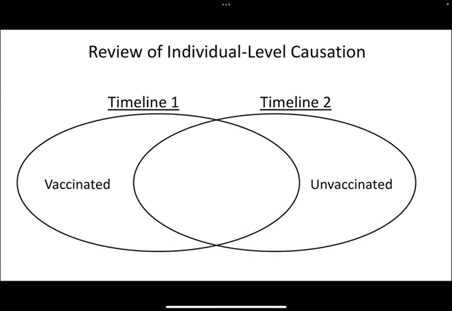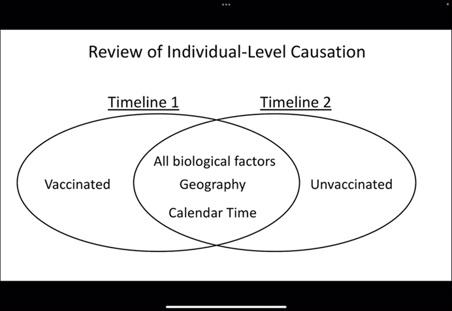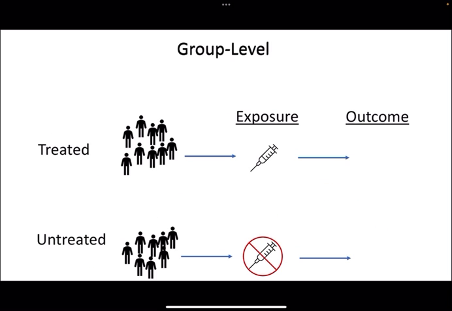Why this is so important, and why it is the be-all and end-all of causal inference, is that within these two timelines, the only real difference is that the individual was vaccinated in timeline 1, but not in timeline 2. So much is held constant, like all biological factors, geography, and calendar time, that we can pretty much attribute any difference in the flu to the fact that the person was vaccinated in one situation and not in the other. But most of what we actually do in epidemiology is at the group level.